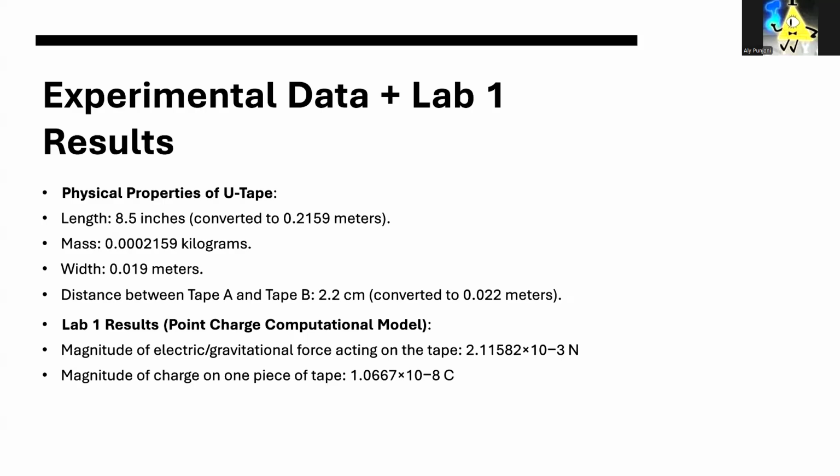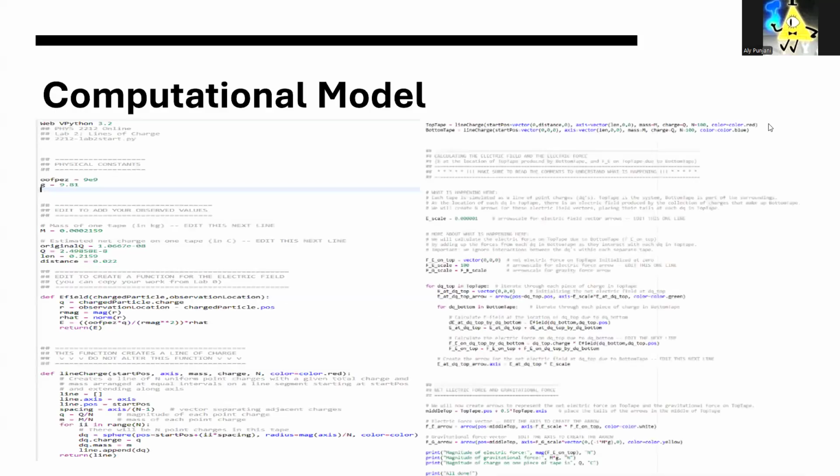The results from Lab 1 were: the magnitude of the electrical and gravitational force acting on the tape was 2.11582 times 10 to the negative 3 newtons. The magnitude of the charge on one piece of tape was 1.0667 times 10 to the negative 8 coulombs.